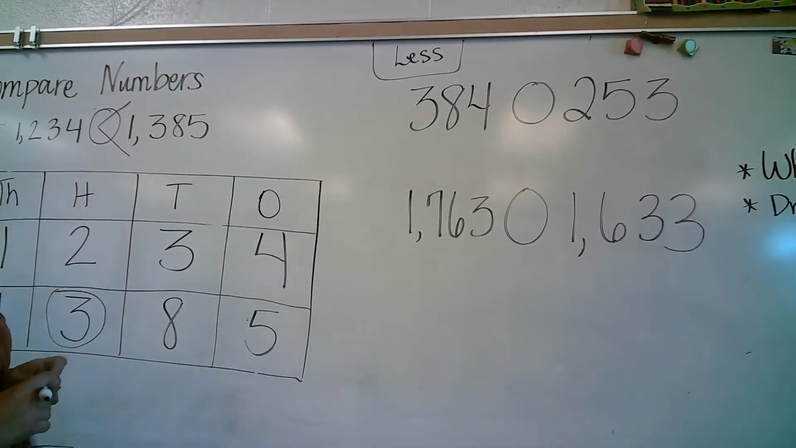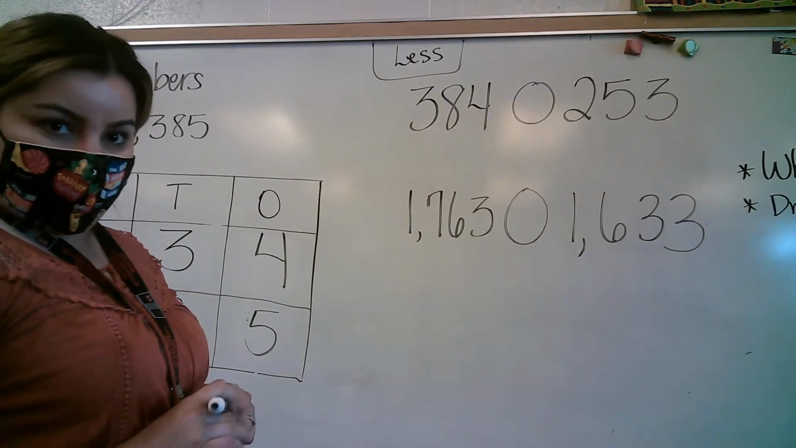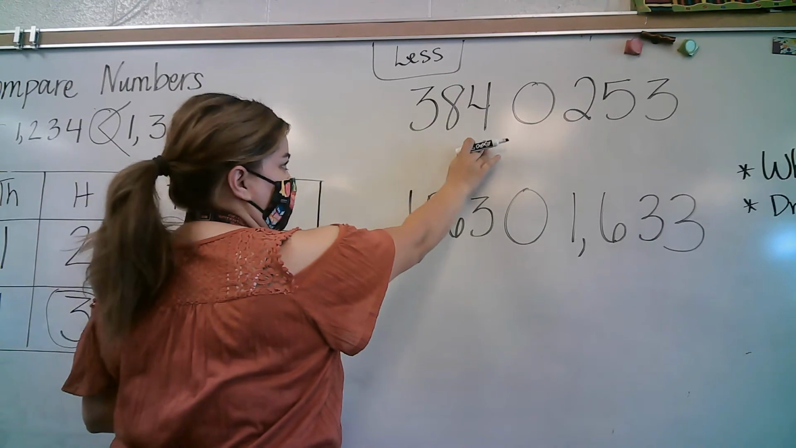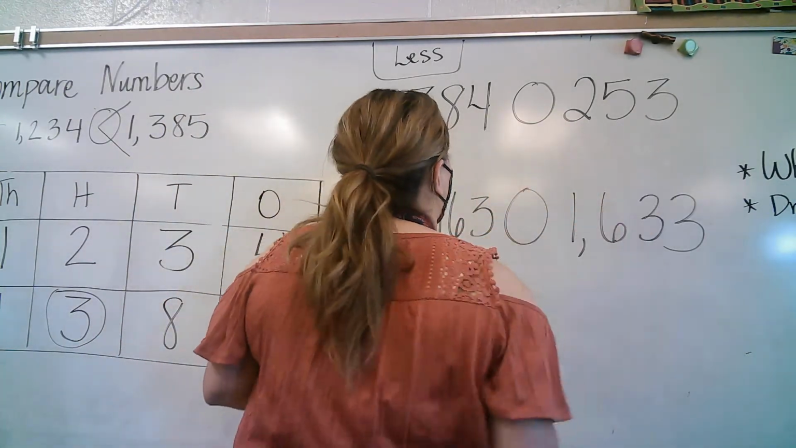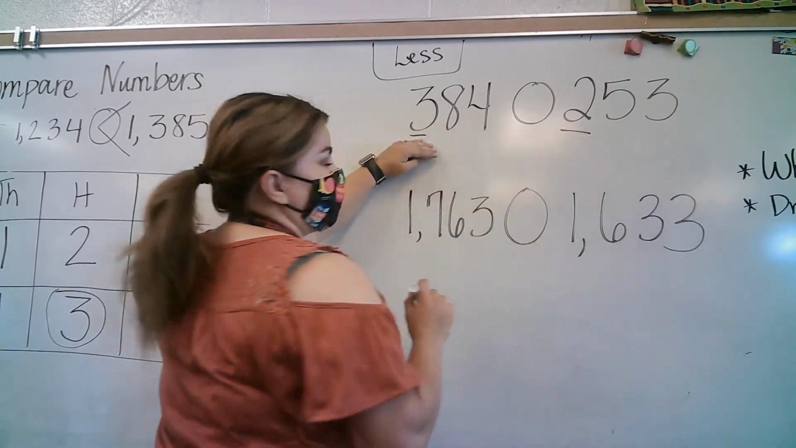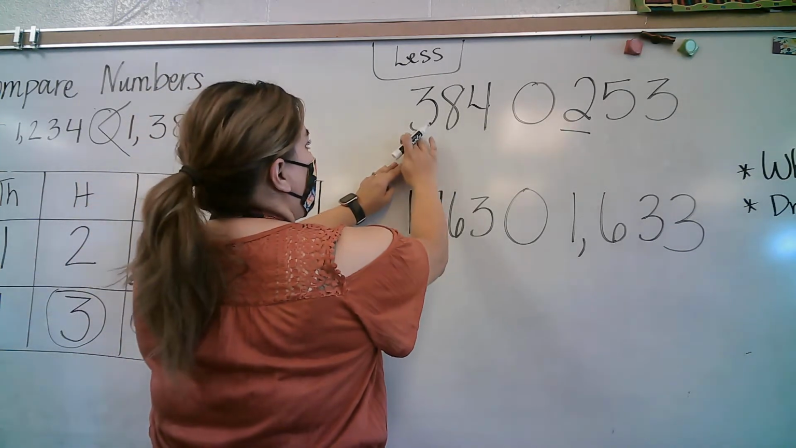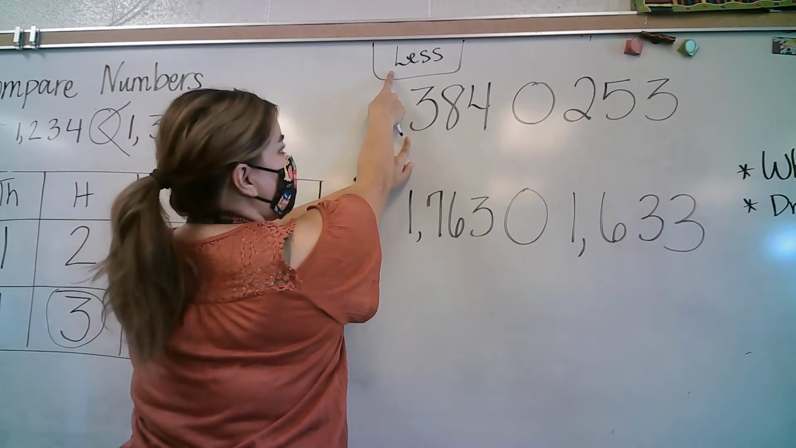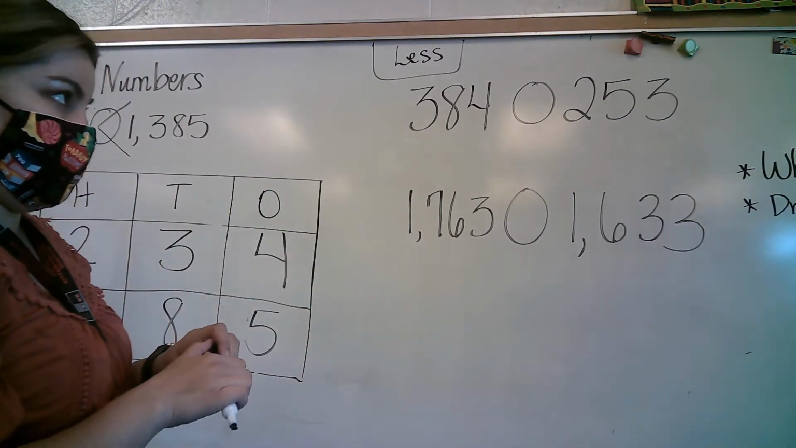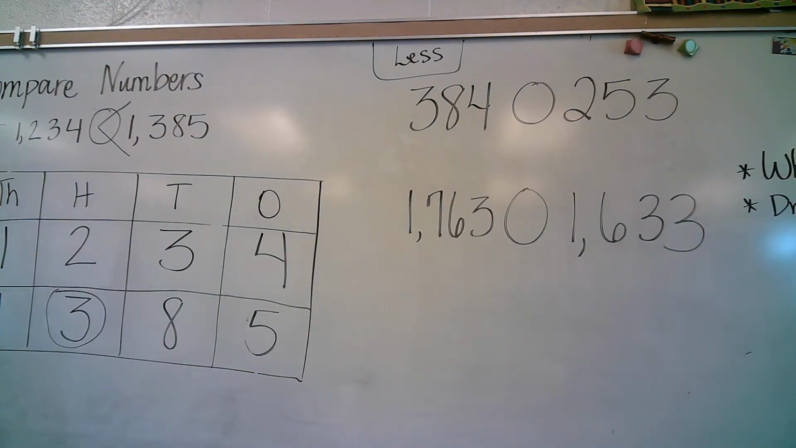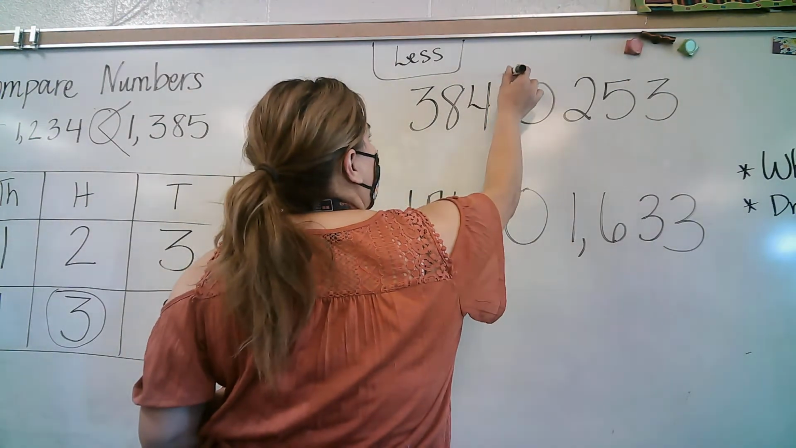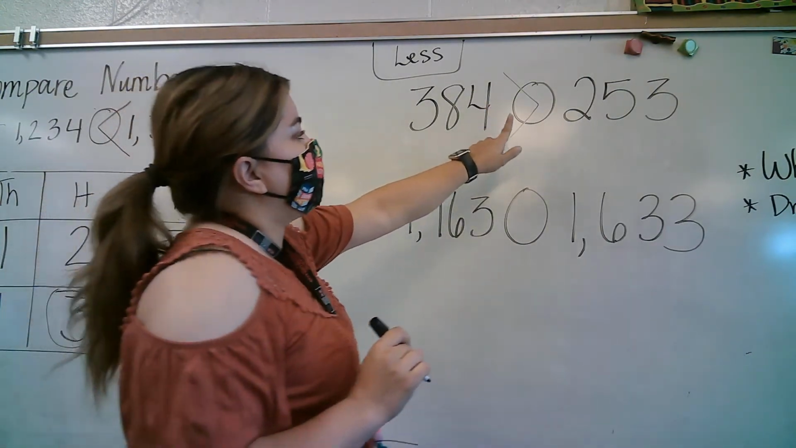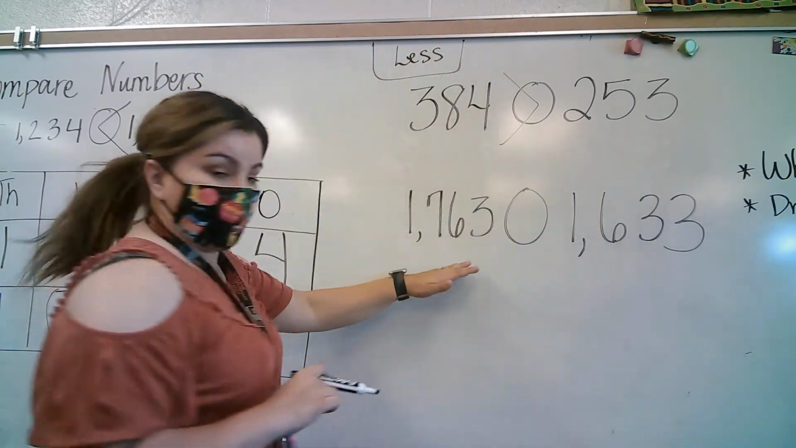Okay, so now what we're going to do is find the number that is less, and circle that number which is less. Looking at these numbers first, we have 384 and 253. So I'm going to start at my left. I have a 3 and a 2. Which number is bigger? The 3. So 384 is going to be the bigger number. But we're looking for the number that is less, the least. So how do I do this? What symbol am I going to use? If I use my symbol like this, is that correct? Yes. Right, so 384 is greater than 253.